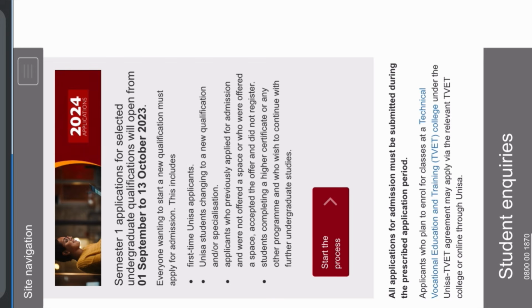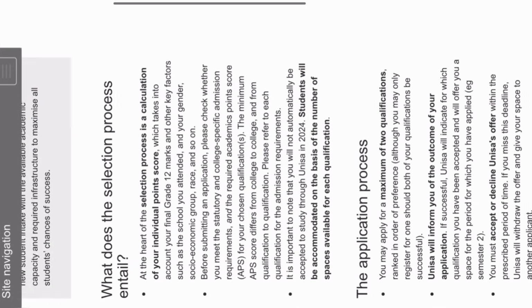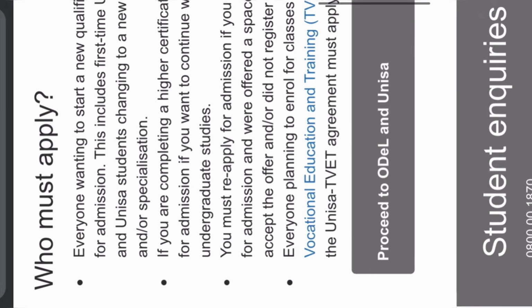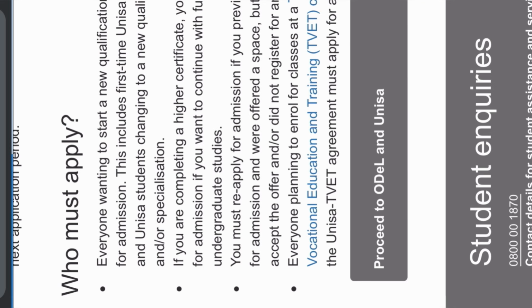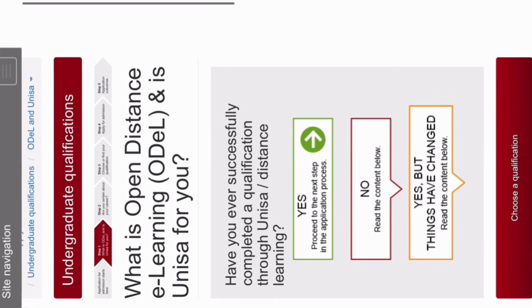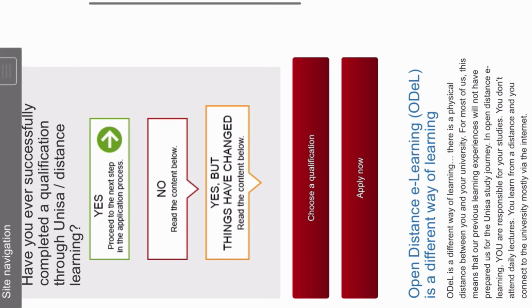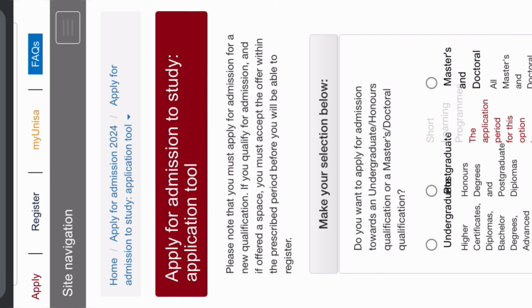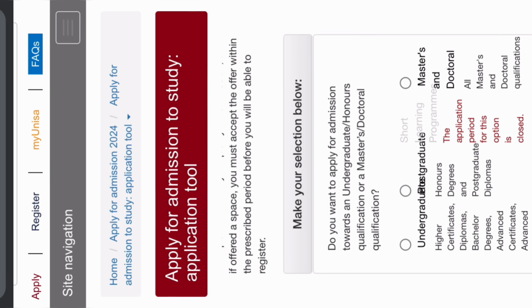After starting the process, you will be led to another stage of this application where you will have to scroll down, then you'll click on this, proceed to ODeL and Unisa. You'll click on proceed to ODeL and Unisa, then you will click on apply now. This is when you are actually able to access the application process or the application portal. In this page, this is what you're going to see. Apply for admission to study, application 2.